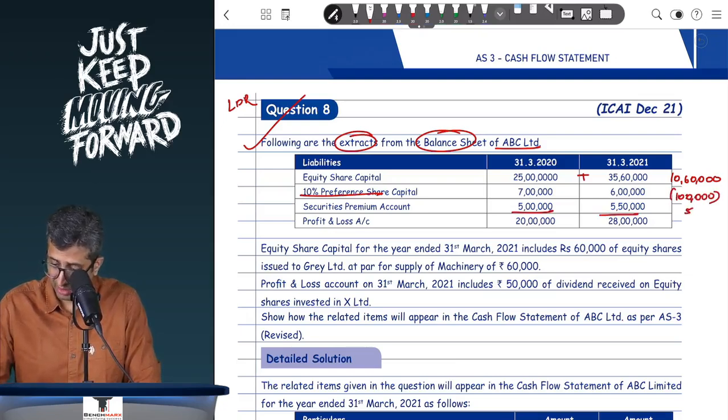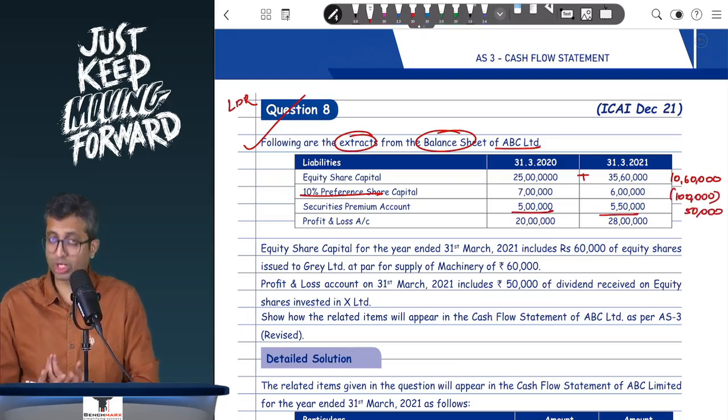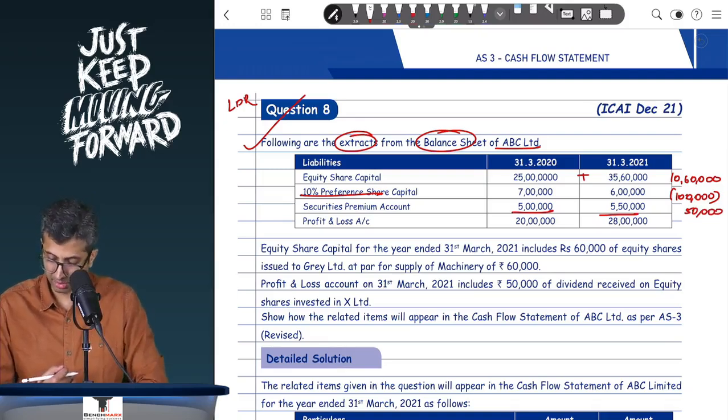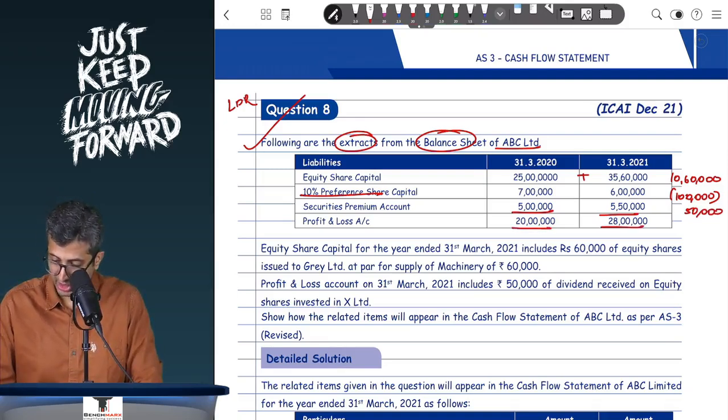5 to 5 lakh 50. Maybe this is new securities issued at a premium. 50,000 of premium is being charged. And profit and loss, 20 to 28. Can I say this is a gap of 8 lakhs?